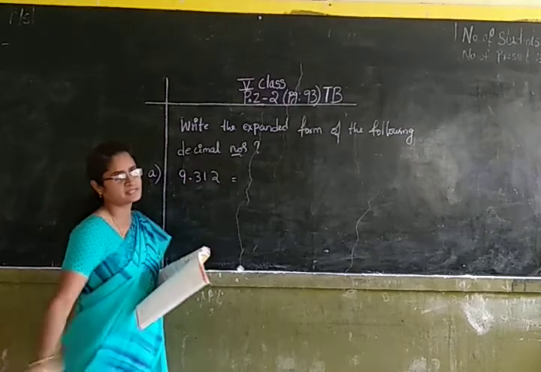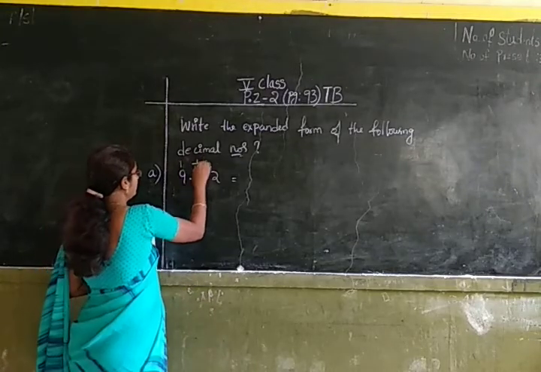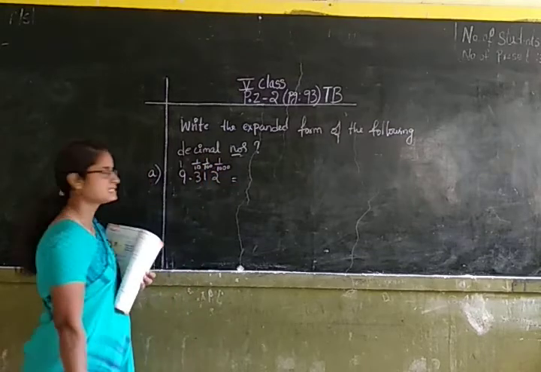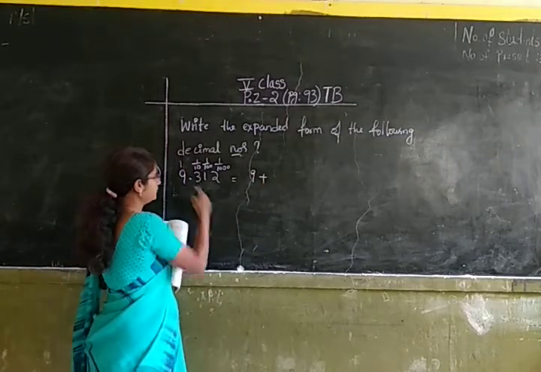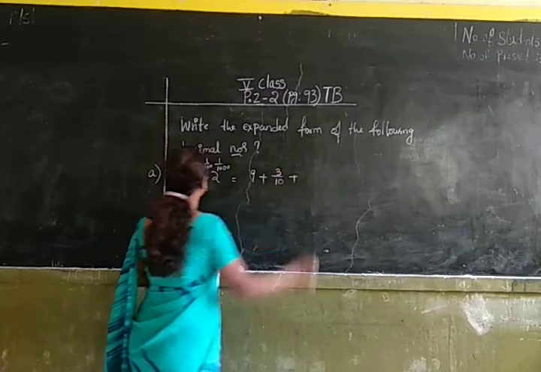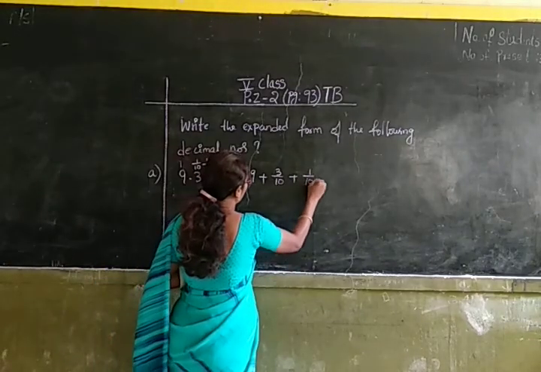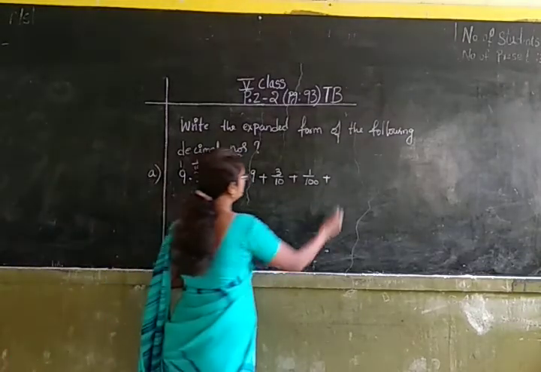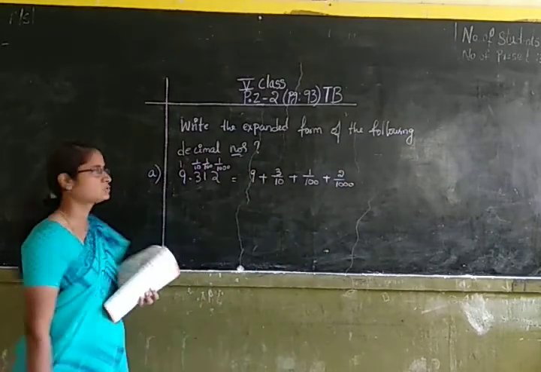9.312. First, let us write down the places and then write down the expanded form. This is ones place, this is 1 by tens place, this is 1 by hundreds place, and this is 1 by thousands place. 9 is in ones place, so its place value is 9 into 1, 9. 3 is in tenths place, so its place value is 3 into 1 by 10, which is 3 by 10. 1 is in hundredths place, so its place value is 1 into 1 by 100, which is 1 by 100. 2 is in thousandths place, so its place value is 2 into 1 by 1000, which is 2 by 1000.